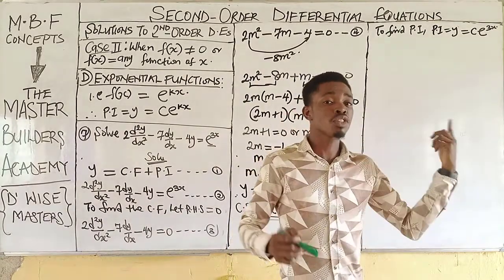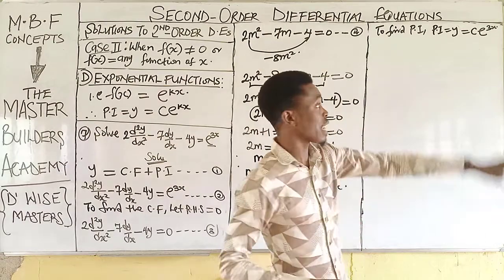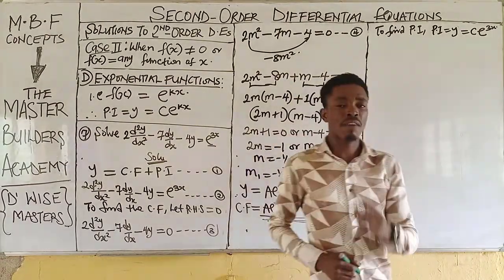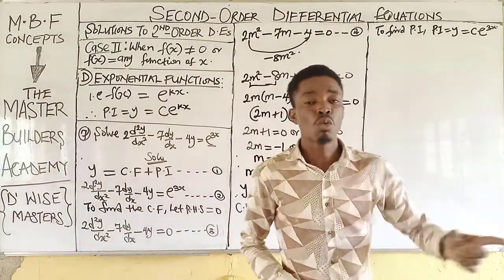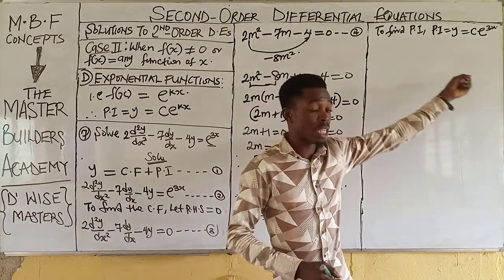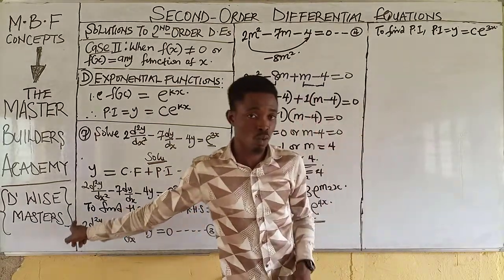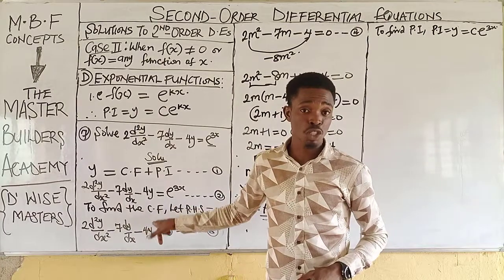Now guys, all we just need to do here to find a particular integral is just to obtain the value of c. And for us to be able to obtain the value of c, we must differentiate this equation 2 times. Then we will now substitute into the given equation that we termed as equation 2.